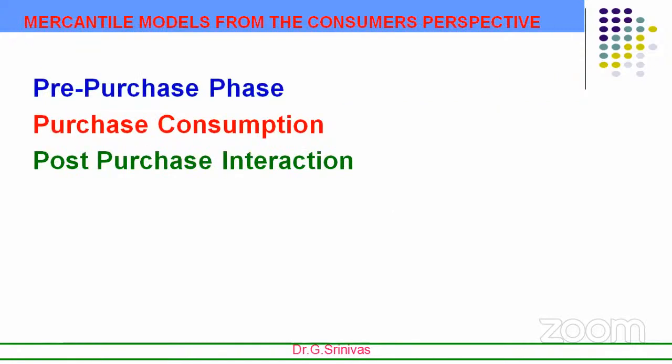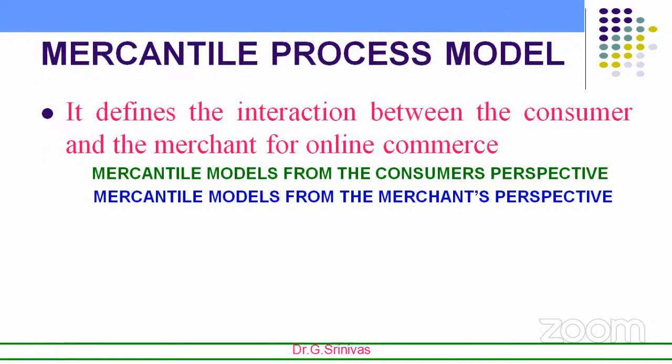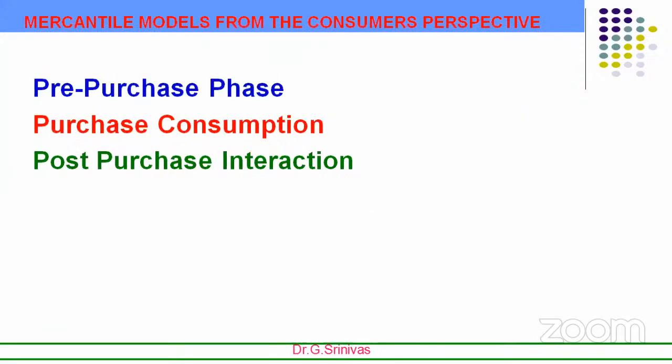Before that, I will give a brief description regarding this concept. One is the mercantile model from the consumer's perspective. From the consumer's perspective, we have 3 phases: pre-purchase phase, purchase, consumption, and post-purchase interaction. These we will discuss in the next class.